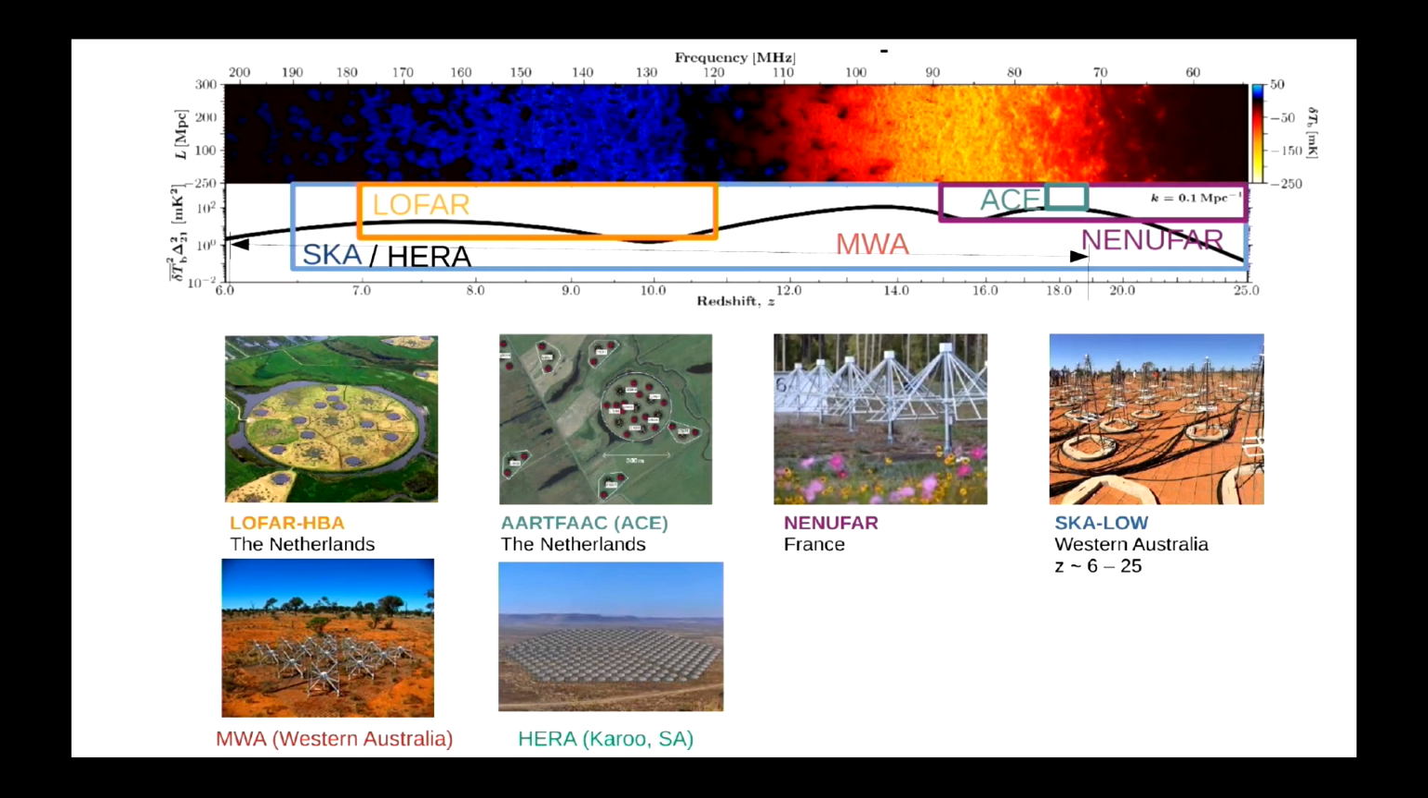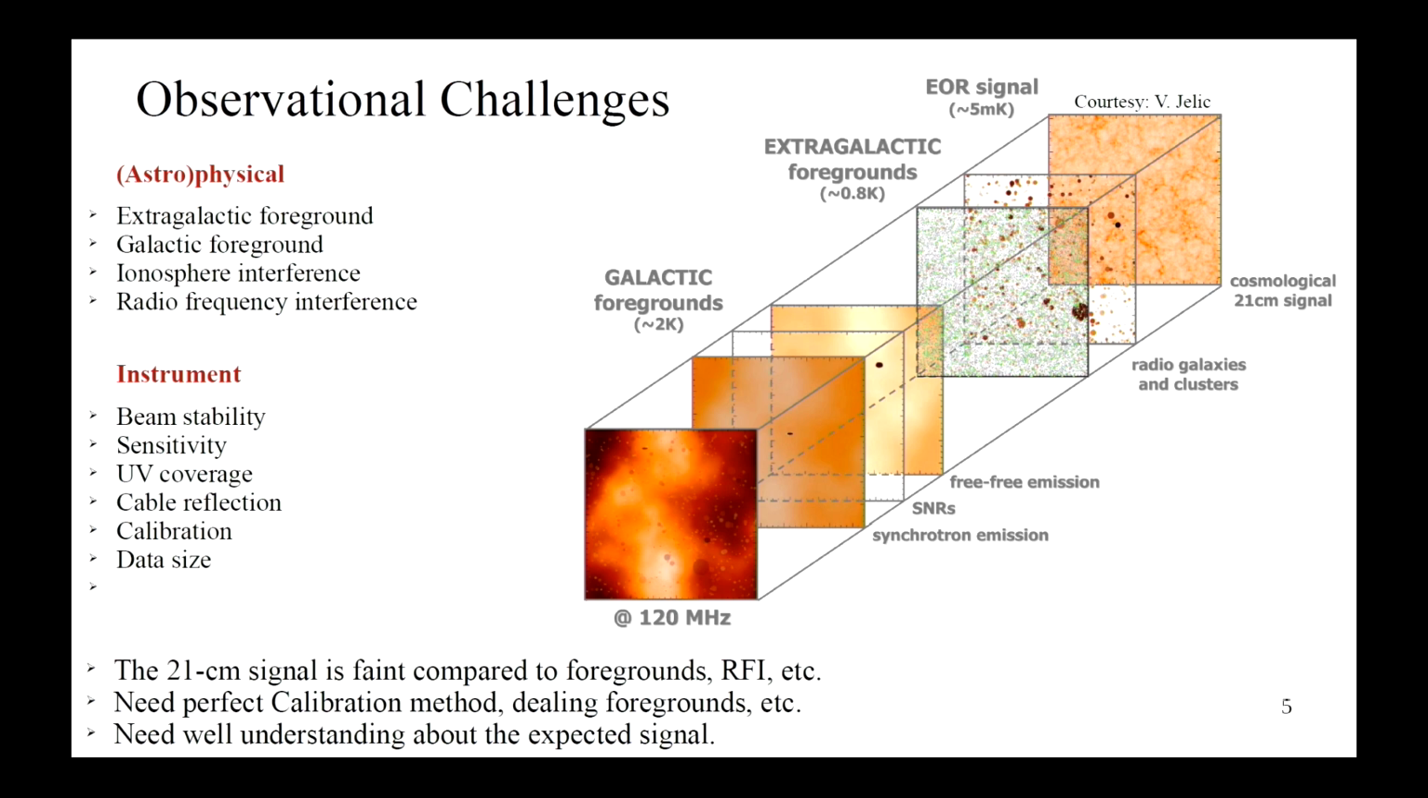Already several observations are going on, and LOFAR, MWA, HERA are producing results. NenuFAR is probing a little bit higher redshift, but still it is producing interesting results. ARTFAC has stopped now, and SKA will come very soon. Now, these are interferometric observations. That means they are trying to probe the fluctuations of this signal as a function of different linear length scales, right?